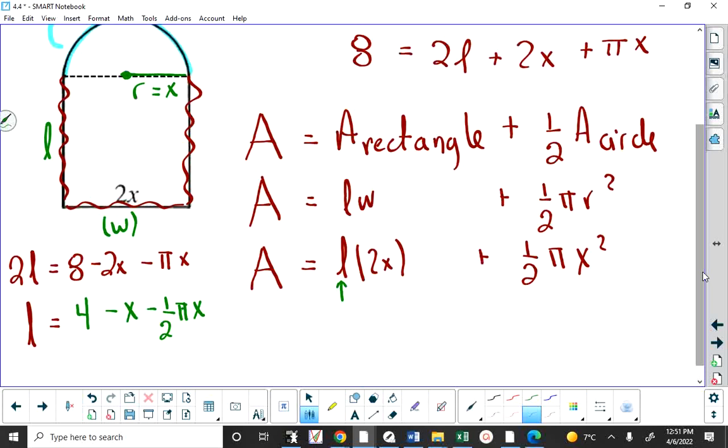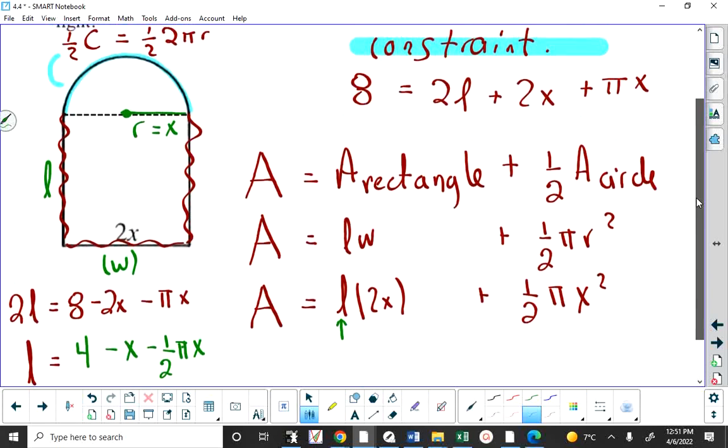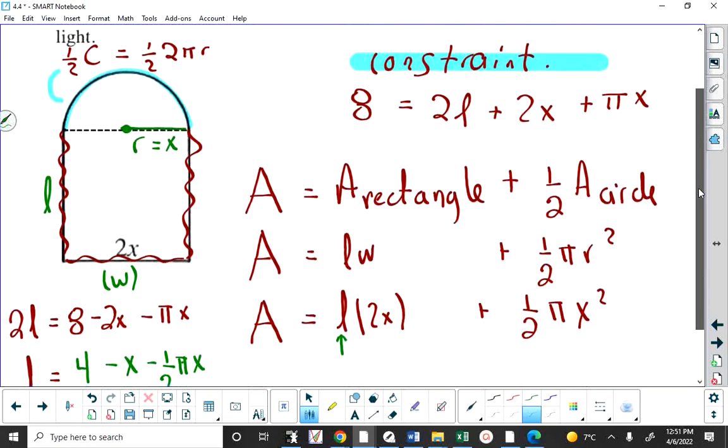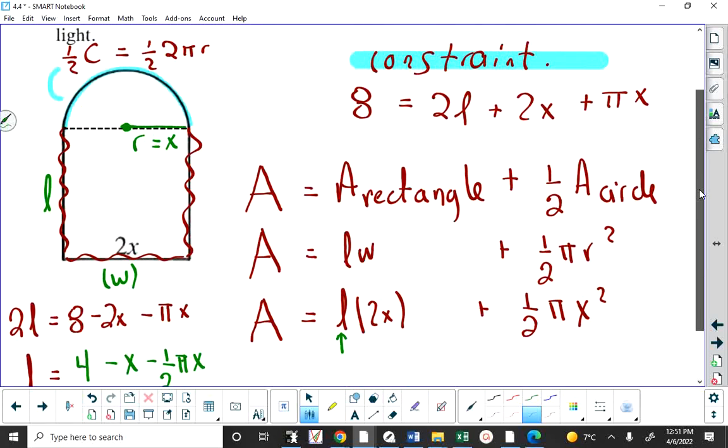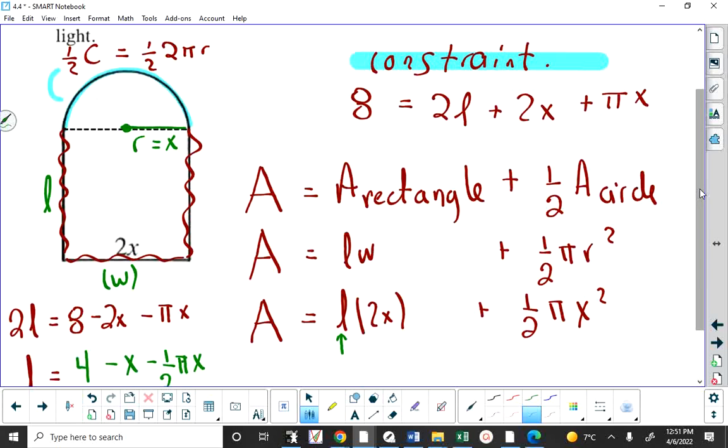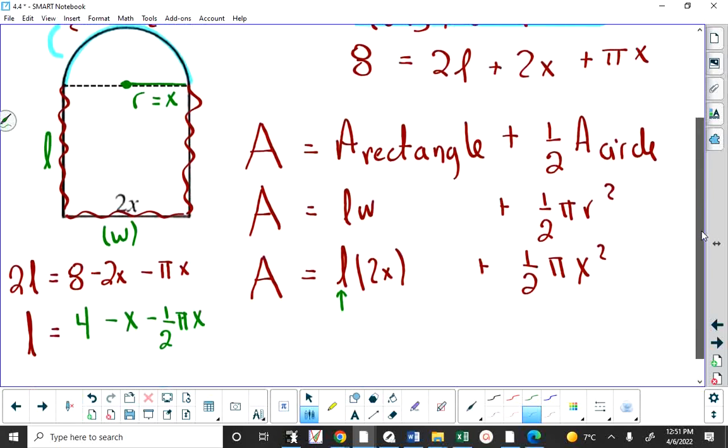So I just want to double check my work. The perimeter is 8. That's correct. It is L plus L plus the width, which is 2x, plus half of the circumference, which is pi x. Good. If I rearrange that, I get 2L equals 8 minus 2x minus pi x, which is fine. And I divide everything by 2. Are you good to that point, Liam?